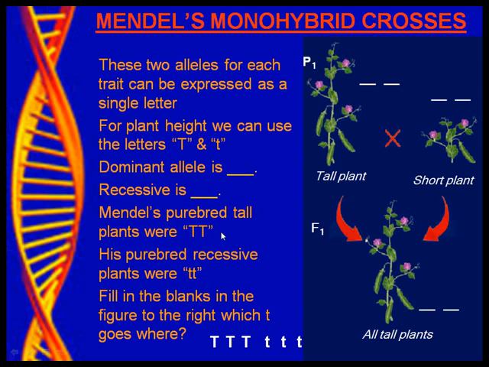Mendel's purebred tall plants, therefore, were big T. His purebred recessive plants were obviously then little t. So we're going to fill in the blanks to the right. In the picture, here's a purebred tall plant, purebred short plant. And so obviously the tall plant had to have big T, and since it's purebred, two are the same. And then the short plant, obviously the opposite. But again, purebred, so it has two of the same. Okay, that's going to be important for later on for vocab and for filling out worksheets, and then obviously getting ready for the test.